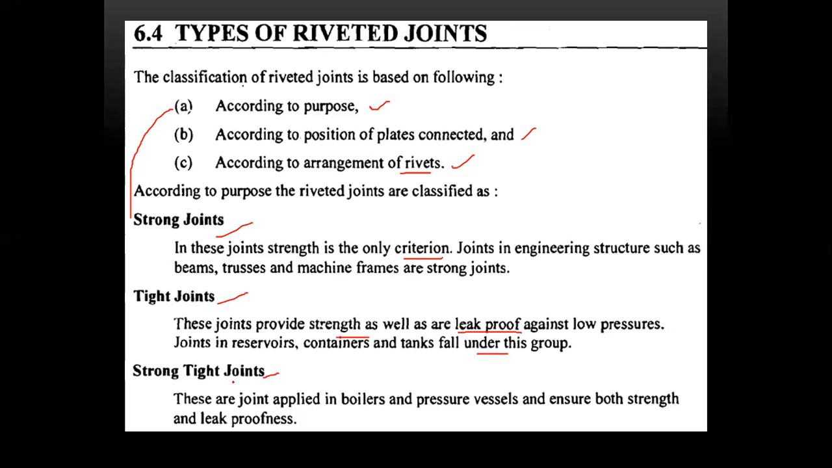Next, strong tight joints. These are the joints applied in boilers and pressure vessels where you are doing high pressure operations, that is, in heat exchangers. In industries, in heat exchangers, we can use this type of strong tight joints in order to have strength as well as leak proofness.